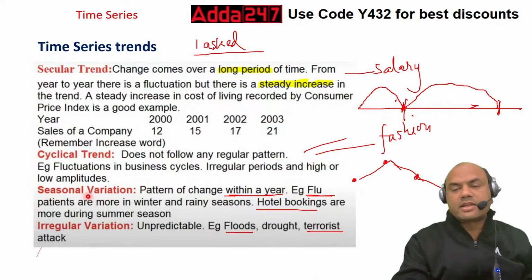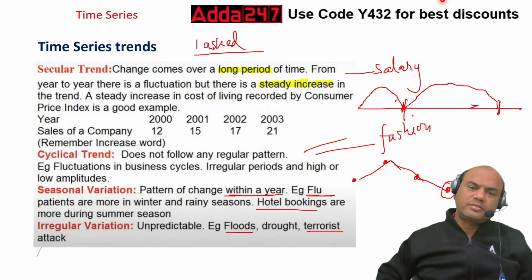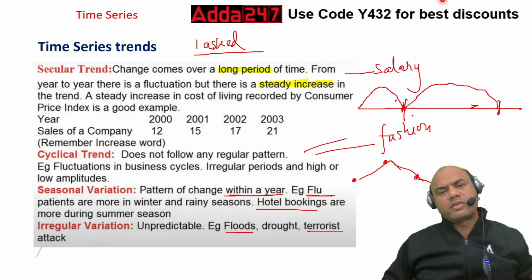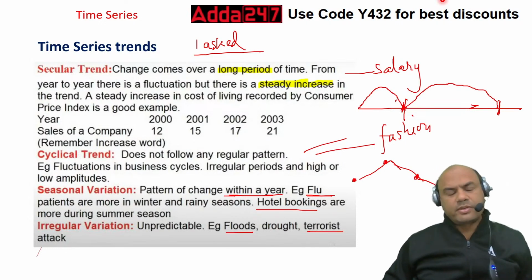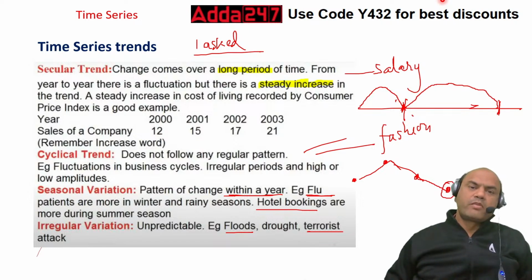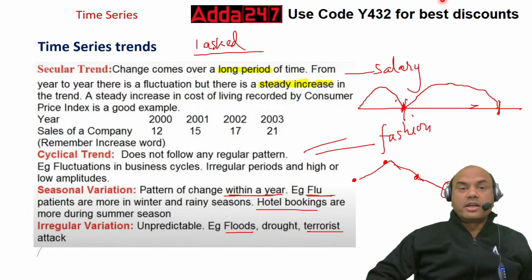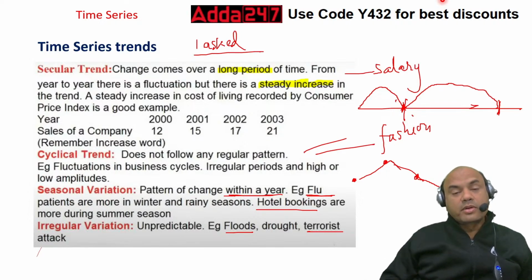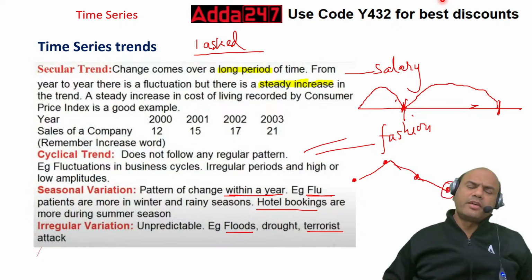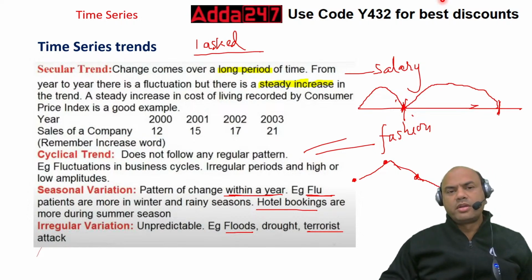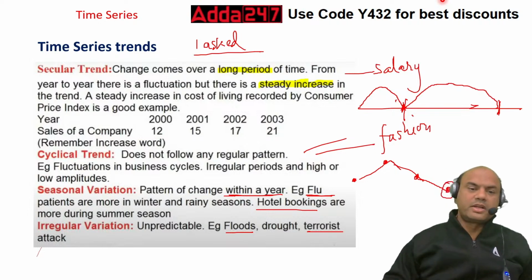Third is seasonal variation. Seasonal is simple. Seasonal means every year it will come, definitely. For example, let's say summer holidays, hotel bookings. So hotel bookings every year will be more during the summer holidays, right?